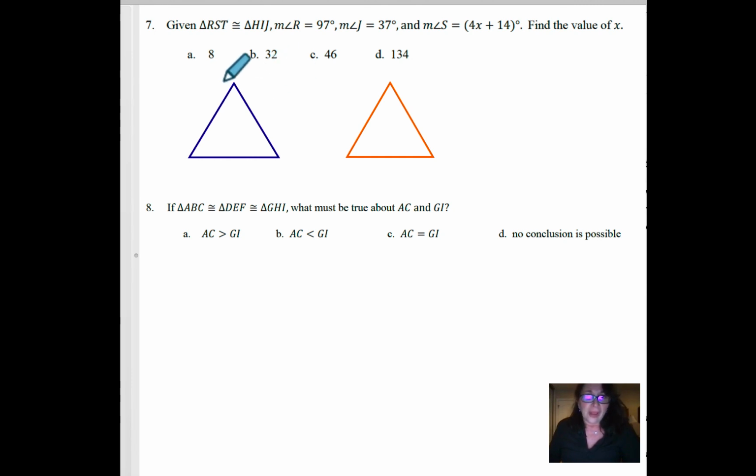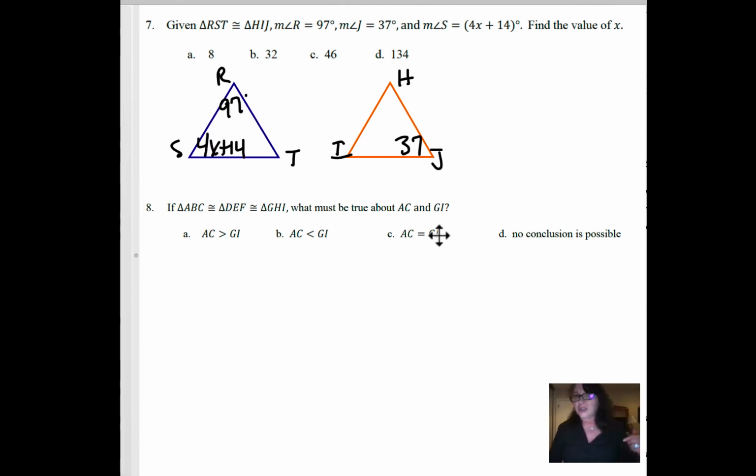In triangle RST, so here's R, here's S, here's T, and we have H, and then I and J. It says the measure of angle R is 97 degrees, and the measure of angle J is 37. So S is equal to 4x plus 14.